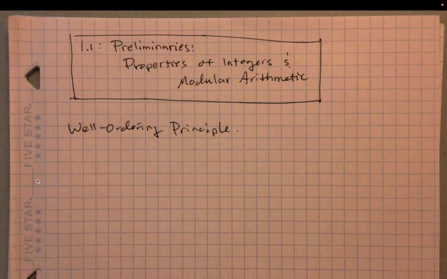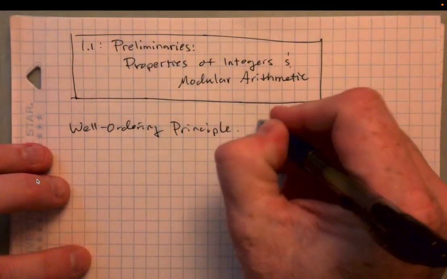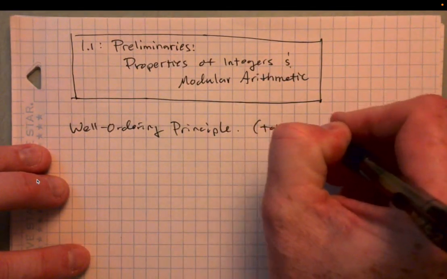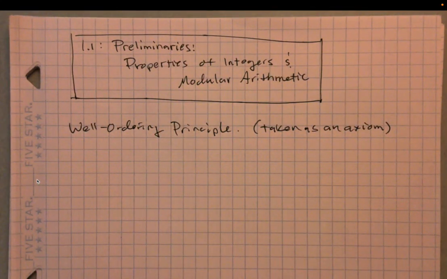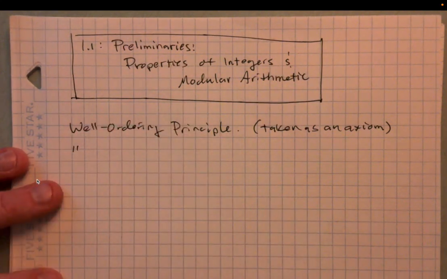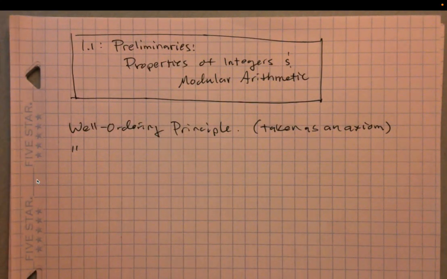The well-ordering principle we're going to take as an axiom. The property cannot be easily proven, it cannot be proven, period, from the usual properties of arithmetic. So we're just going to assume it. This is an unbelievably simple principle, but it has a lot of power, and as you'll see, several of the proofs that we'll work through in this section rely on it. So the property basically says every non-empty set of positive integers contains a smallest member.